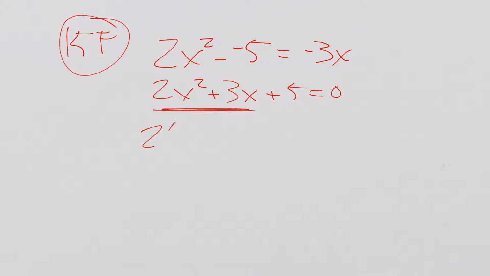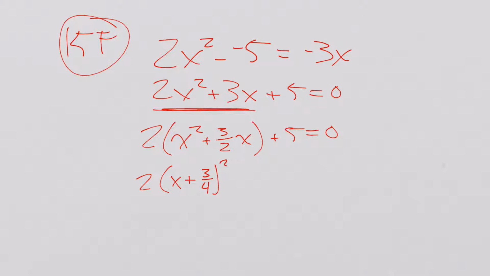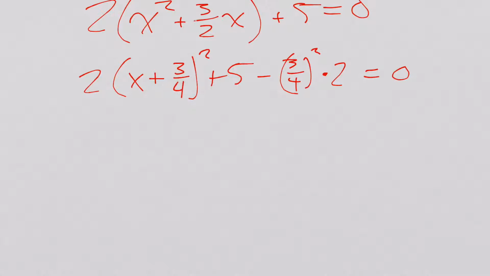So pull the 2 out, the leading coefficient. So 2 times x squared plus 3 over 2x plus 5 equals 0. And now it's simply formulaic. 2 times x plus half of 3 over 2 is 3 over 4 squared plus 5 minus 3 over 4 squared times 2 equals 0. Okay, so 2 times x plus 3 over 4 squared.